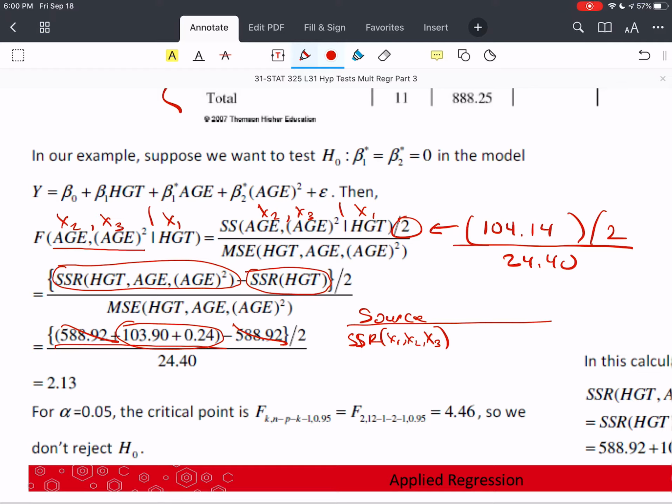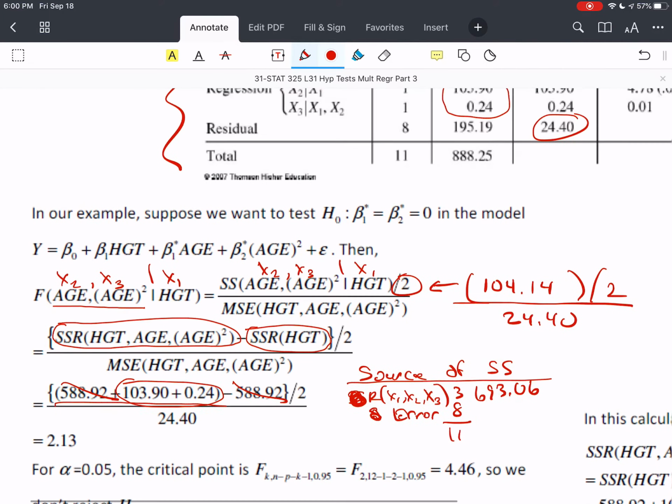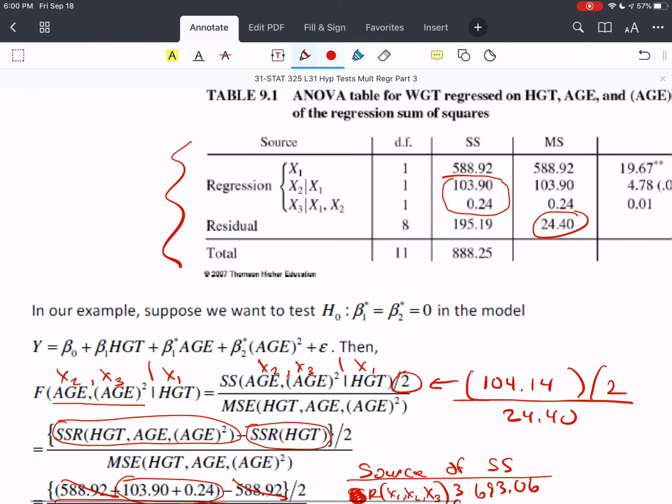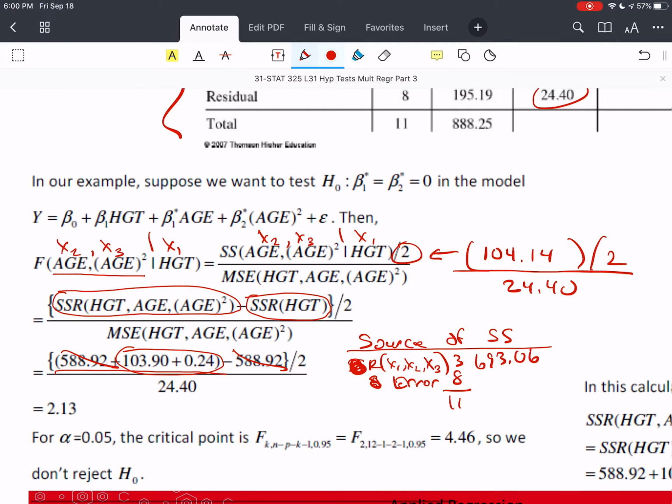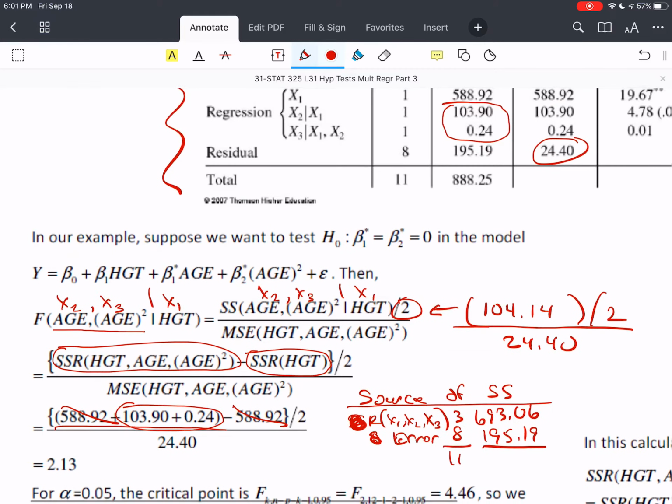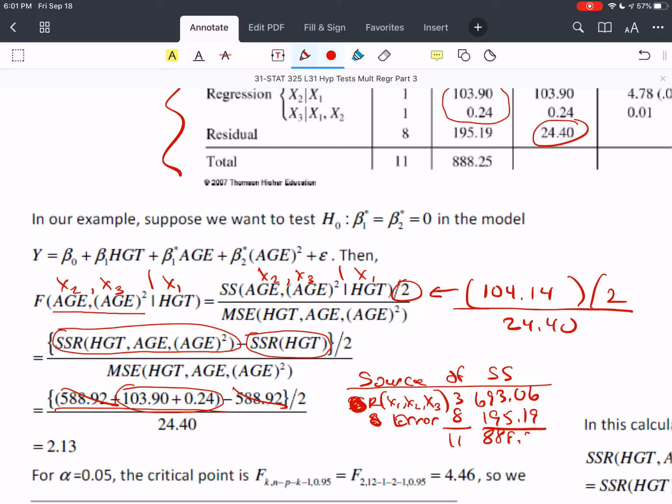So this was 693.06, and so not SSR, but regression, because the SS is here, degrees of freedom, and this was 3, and then error or residual was, let's see, there's 11, so that was 8, and it was 195.19. And then the total is 888.25. Remember, I wrote out 3 different regression models.